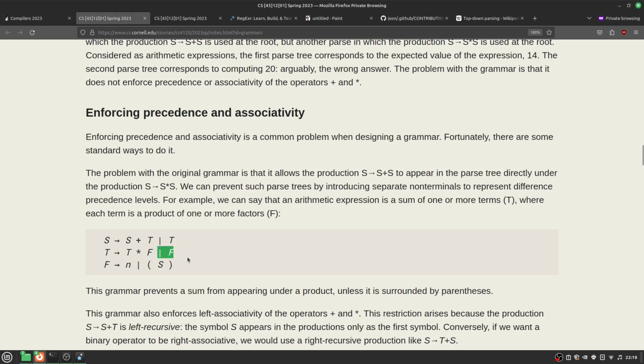I'm not sure what this means. T or t, f or f. Can it mean s plus t or t? T is equivalent to t times f or f, as in like parentheses around the t and f. That could be it. And f is equivalent to some literal or s inside brackets.